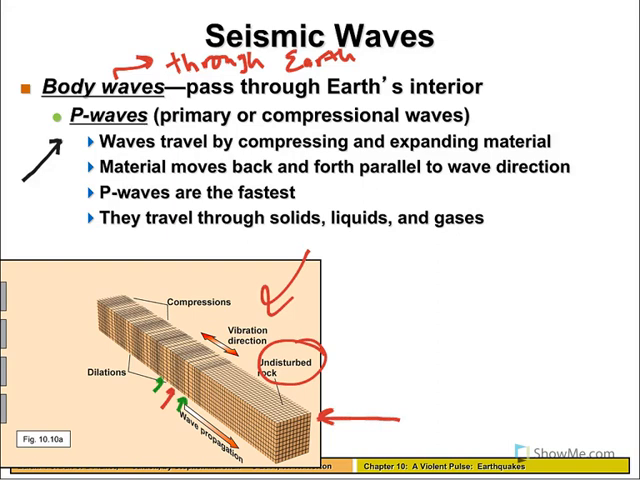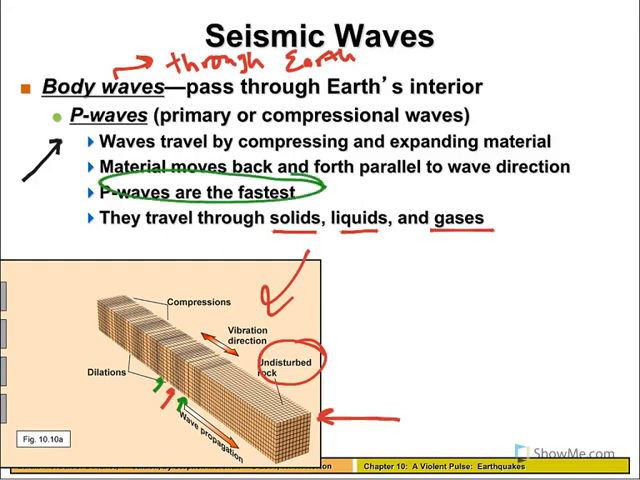So that's important to realize. As that wave travels through, it's compressing and stretching. The P wave, as I mentioned, is the fastest. Now, what's important about this is that it's fast enough that it can travel through solids, liquids, and gases. And this is going to become really important when we talk about the layers inside the earth in just a minute.